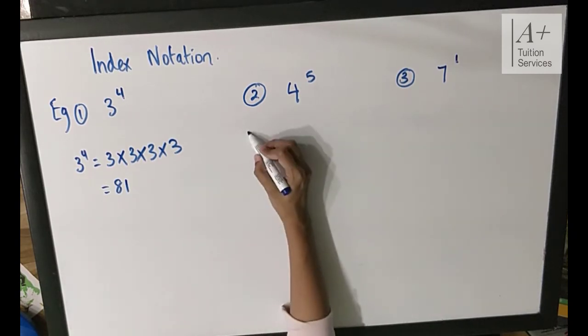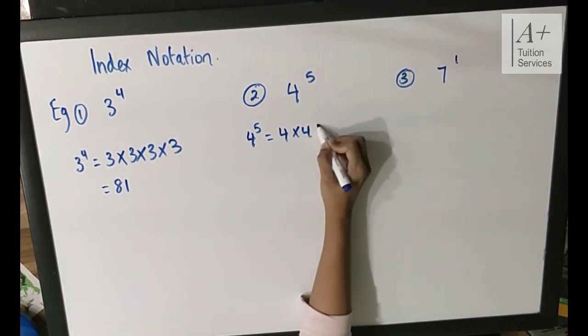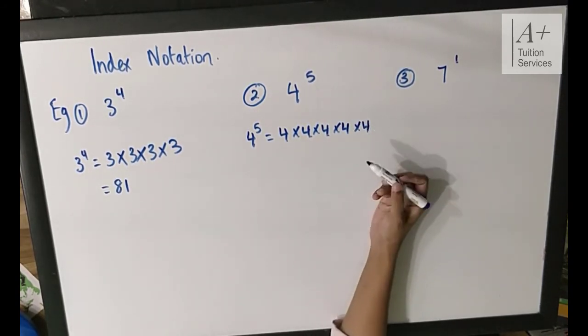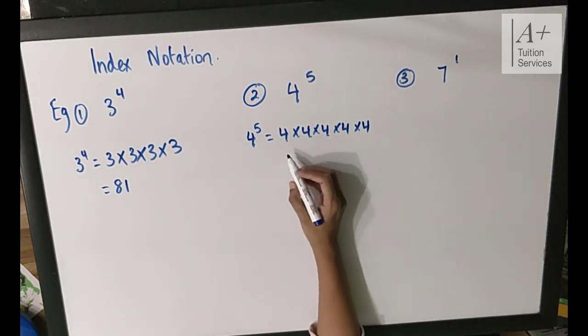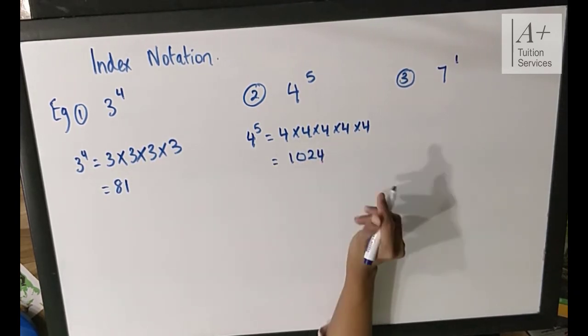Now I have this one. 4 to the 5th power means 4 multiplied by 4 multiplied by 4 multiplied by 4 multiplied by 4. So I have 4 multiplied by itself 5 times. And this will end up being 1024 when we finish multiplying it.